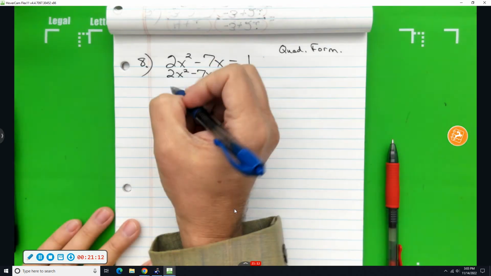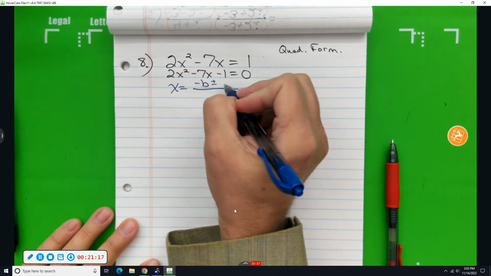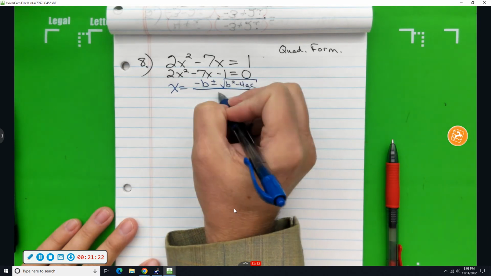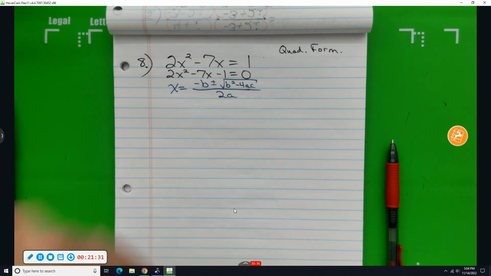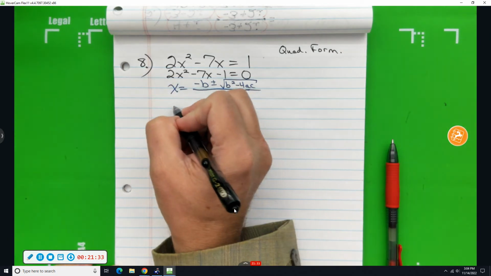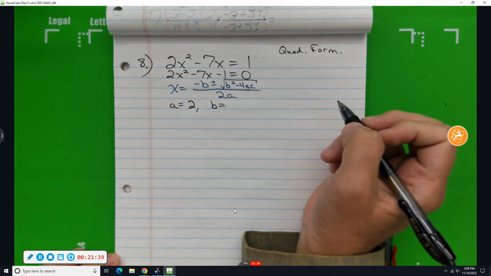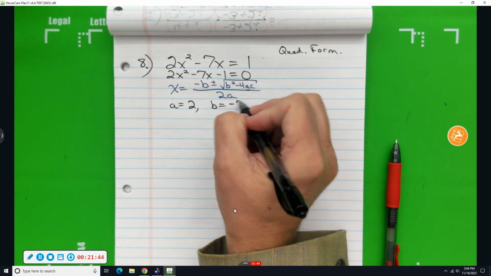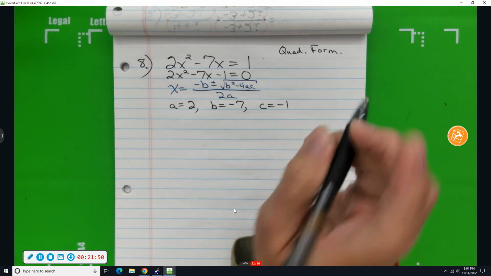We recall the quadratic formula: negative b plus or minus the square root of b squared minus 4ac all over 2a. Let's identify a, b, and c. A is the number in front of x squared, so 2. What's b? Not just 7, negative 7. B is negative 7, and c is negative 1. Be sure to take those signs.